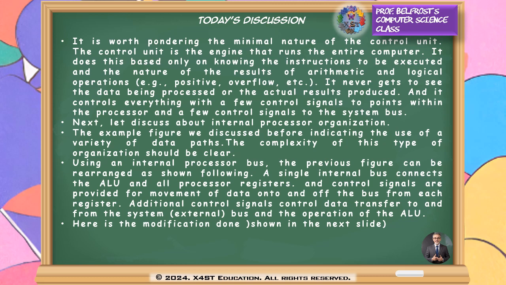Now let's discuss internal processor organization. The example figure that we have discussed before indicates the use of a variety of data paths, and the complexity of this type of organization should be clear, and sometimes it will cause a headache. Using an internal processor bus, however, the previous figure can be rearranged as shown in the following picture in the next slide. A single internal bus connects the ALU and all processor registers, and control signals are provided for movement of data onto and off the bus from each register. Additional control signals control data transfer to and from the system bus, and the operation of the ALU. Here's the picture.